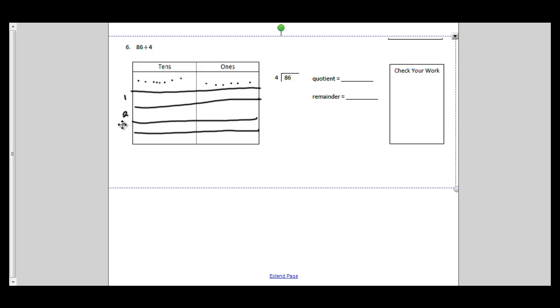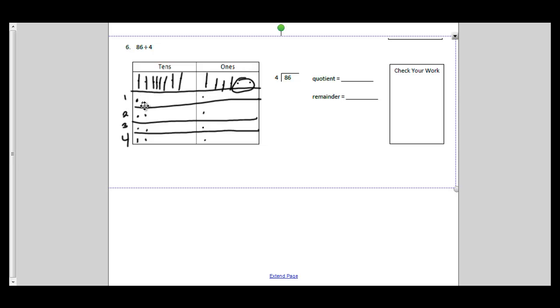So come back and count. 1, 2, 3, 4. All right, so I'm going to put 1 in each group. 1, 2, 3. You have to be really careful. 4, 5. Okay, I had just enough, no remainders. Okay, now I'm going to divide the ones. So I'm going to put 1, 2, 3, 4. And I've only got 2 left, so that's going to be my remainder.